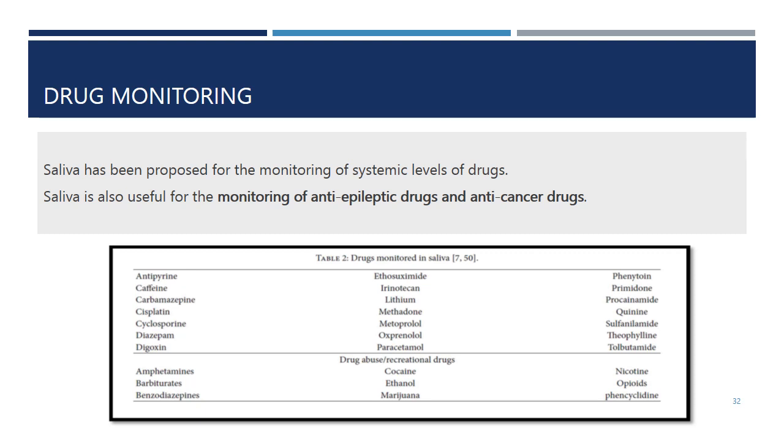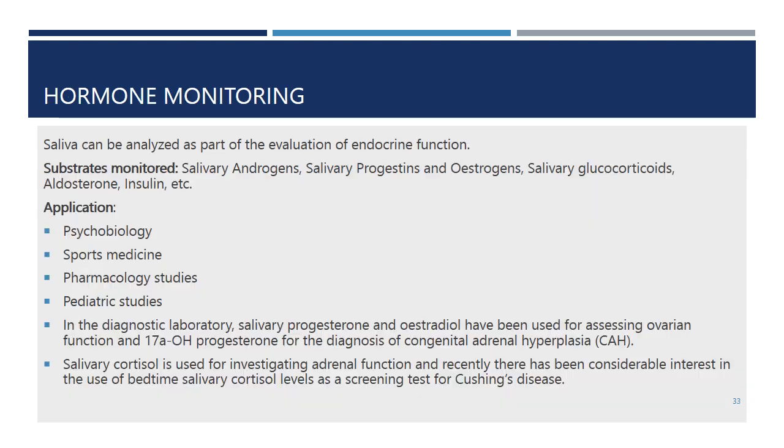Various other drugs can also be monitored through saliva, and various abuse or recreational drugs like amphetamines, cocaine, and nicotine can also be monitored. Saliva can also be analyzed as a part of evaluation of endocrine function. Substrates monitored include salivary androgens, salivary progestins, estrogens, salivary glucocorticoids, etc. Applications include psychobiology, sports medicine, pharmacological studies, pediatric studies, etc.